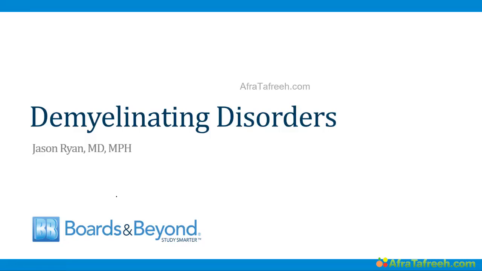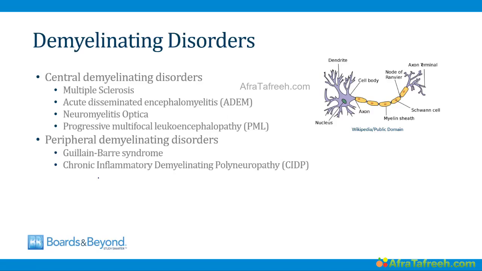Hi everybody, and welcome to our module on demyelinating disorders. You can divide demyelinating disorders up into those that affect central neurons and those that affect peripheral neurons. The major demyelinating disorder that affects central neurons is multiple sclerosis, which I talk about in another video, but there are a couple of others and we'll go through these in this video. In addition, we'll go through some disorders that affect peripheral nerves.